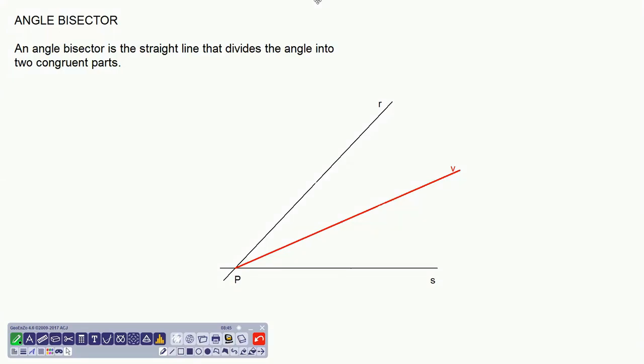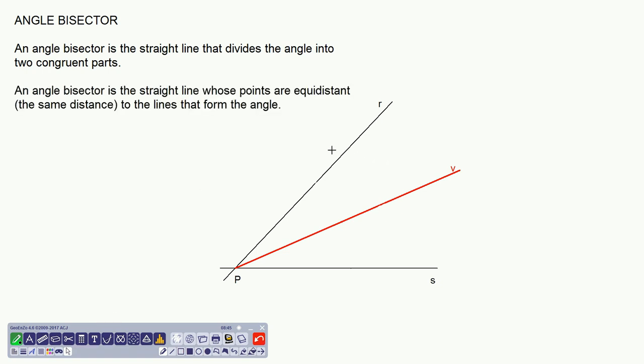We can use another definition of an angle bisector that is much more important than the previous one, which is that an angle bisector is the straight line whose points are equidistant, or at the same distance, to the lines that form the angle.